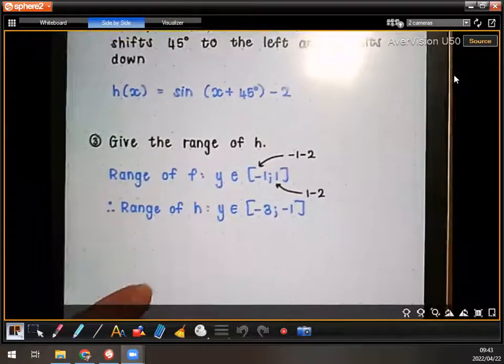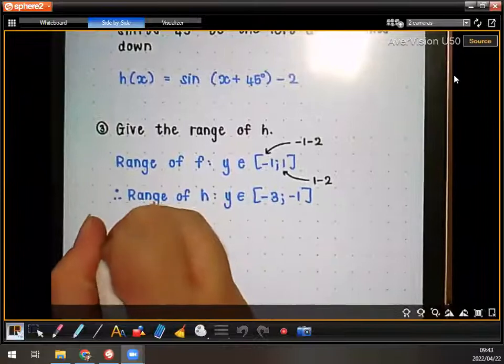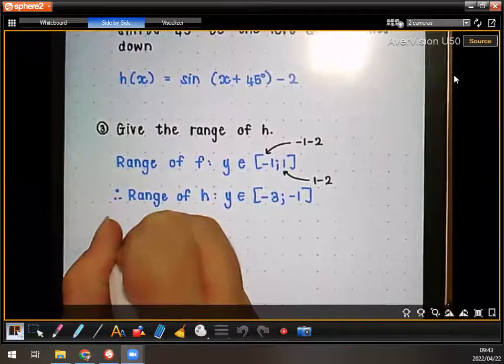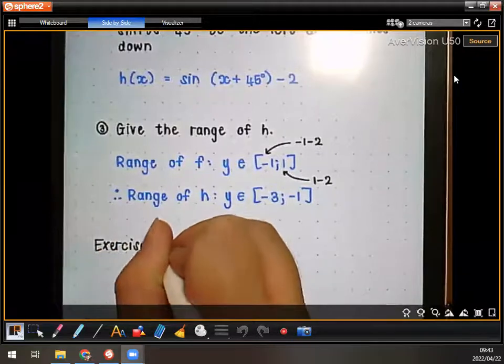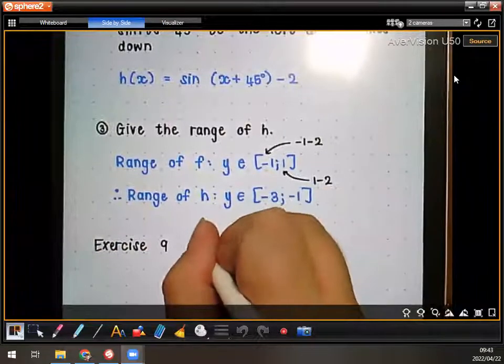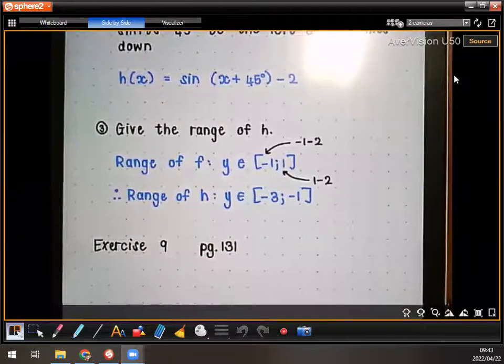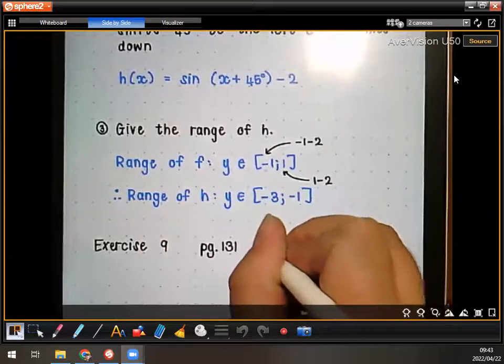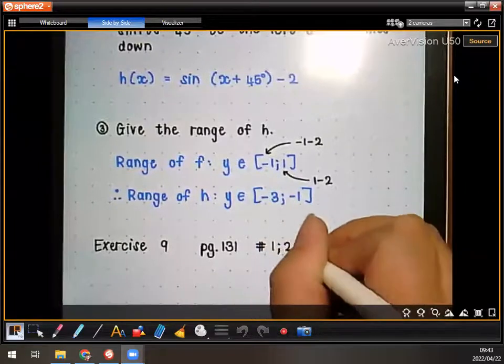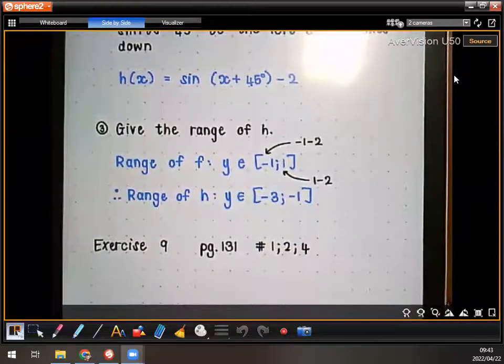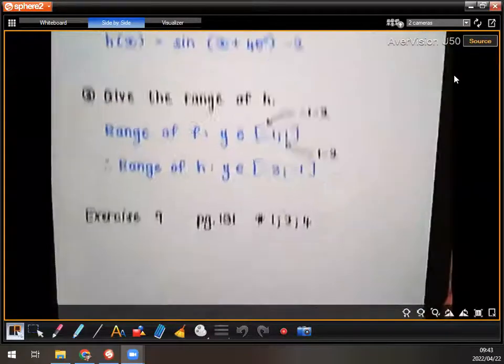So I want you guys to practice a few of these questions on your own. It's exercise 9 in the textbook. It's on page 131. Let's do numbers 1, 2, and 4.